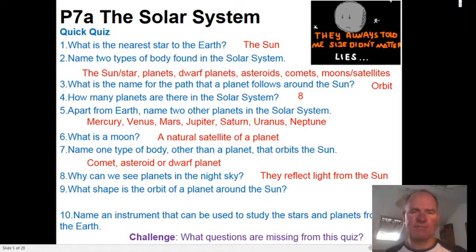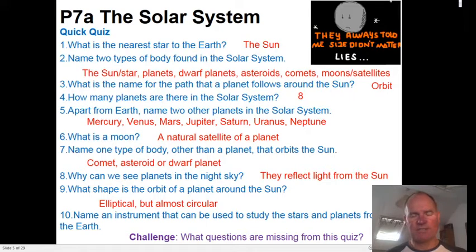They reflect the light from the sun. They are not luminous themselves, but merely reflect the light off the star at the centre of the solar system. And the shape of an orbit is not quite circular, it's called elliptical. It's a kind of squashed, slightly oval shape, but we need to know that they are elliptical orbits, and we'll return to most of these things later.